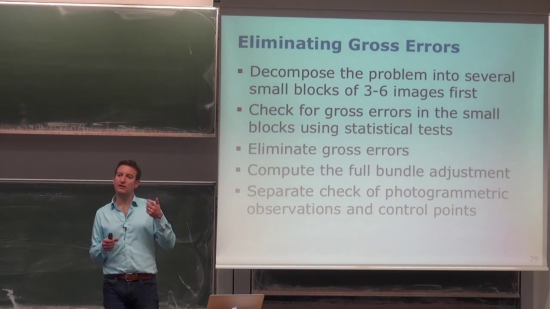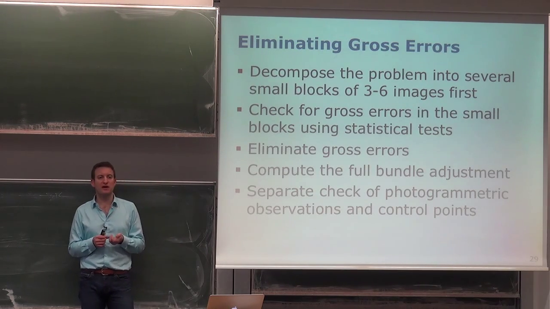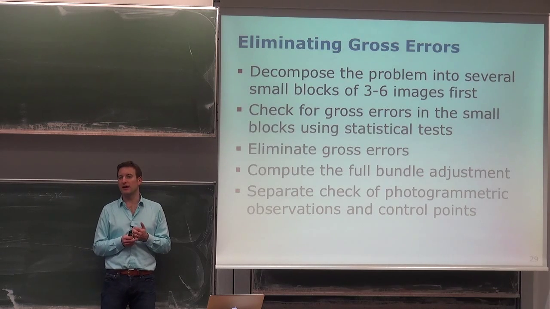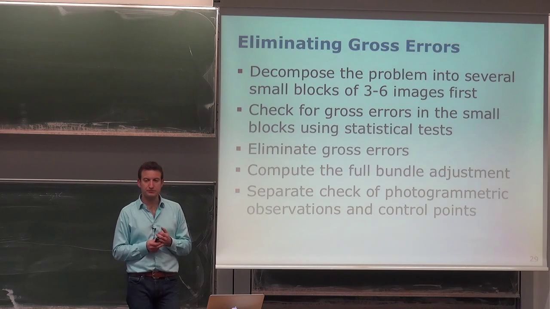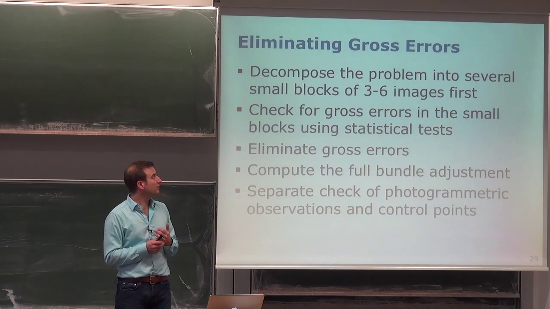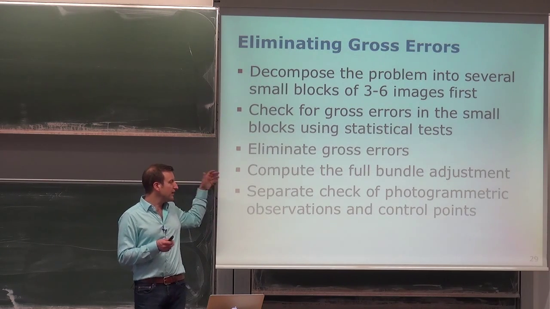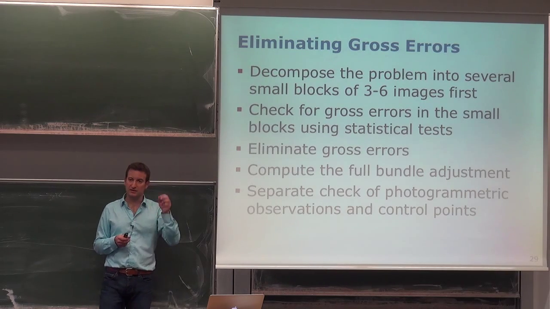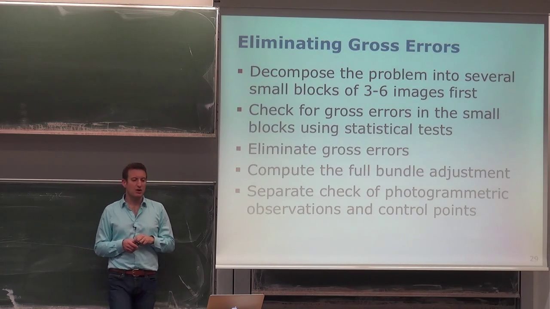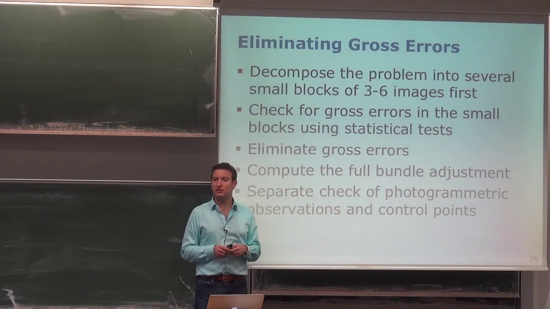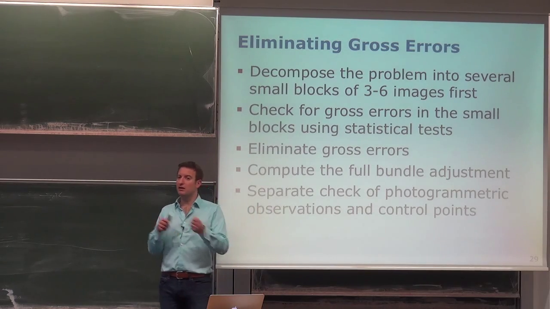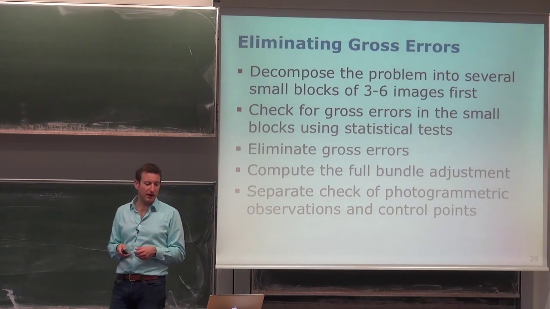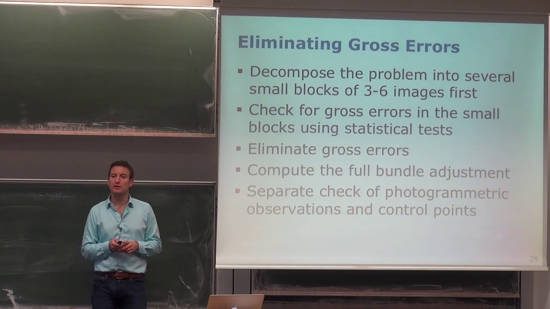So that's one way to see this as a pre-processing step to get rid of a couple of gross outliers that I have. And I can also use this to check the observations in my camera image against my control points, to see if they are either wrong data associations or errors in my control points.